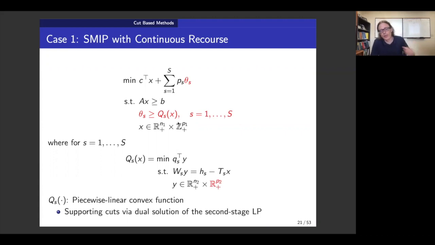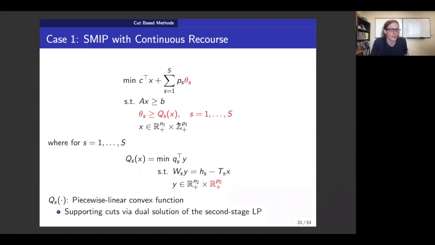In the case where you have some integer variables in the second stage, you can imagine that everything I'm doing at this point is just going to be a relaxation. I'll just relax that integrality and apply this technique. And later on, I'll talk about what we need to do to fix that up afterwards. So under that assumption that all the decision variables are continuous, this recourse function becomes piecewise linear convex.